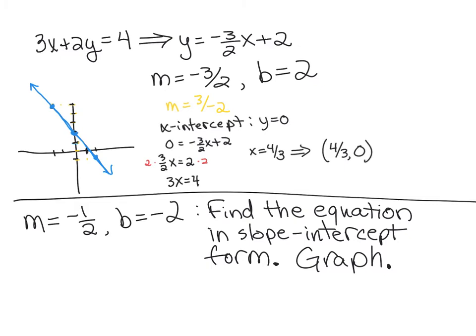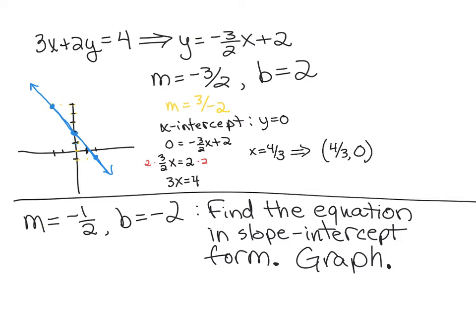Okay? So notice that that's 5 pieces of information. I gave you an equation. You got the slope. You got the y-intercept, you got the equation in slope-intercept form, you got the x-intercept, and you graphed it.